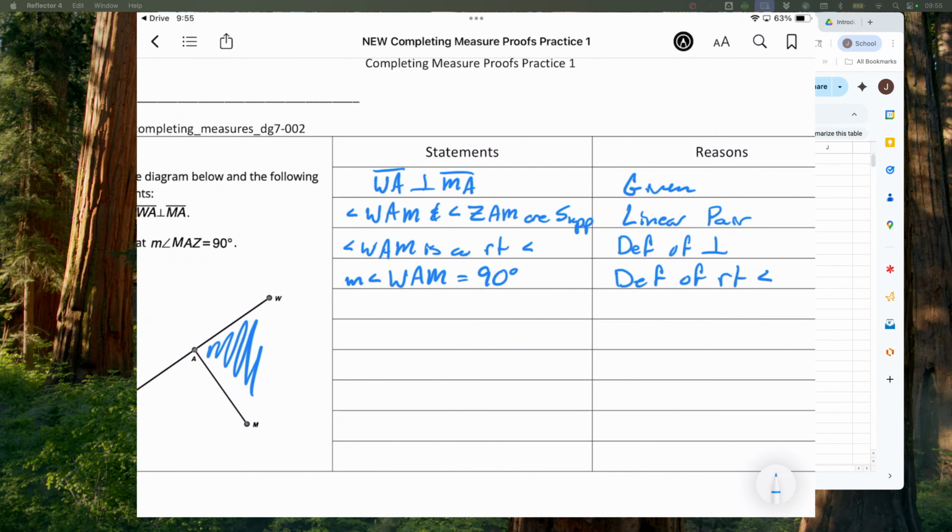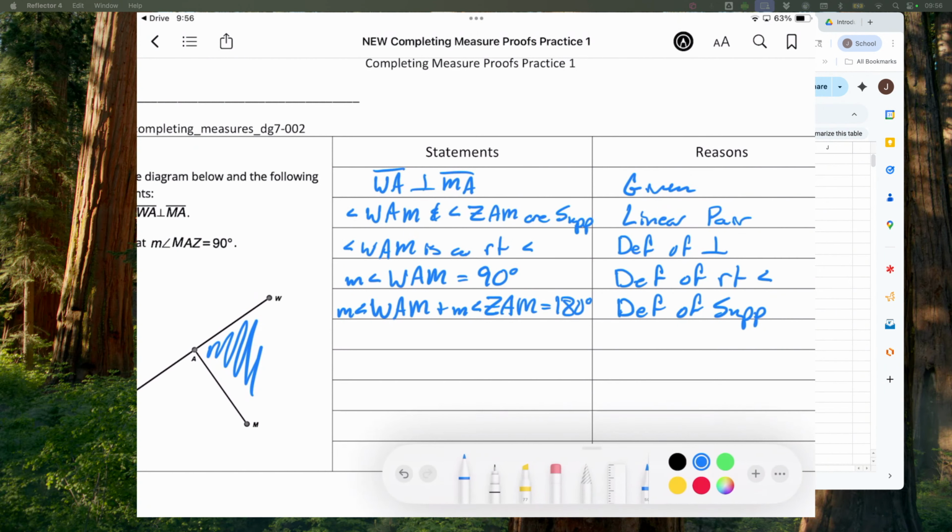And since WAM and ZAM are supplementary, they must add to be 180 degrees, so measure of angle WAM plus the measure of angle ZAM is equal to 180 degrees. That's the definition of supplementary. We could have put that in right up there underneath the supplementary, which if I were to do this over again, I would. So I would make it look like this.